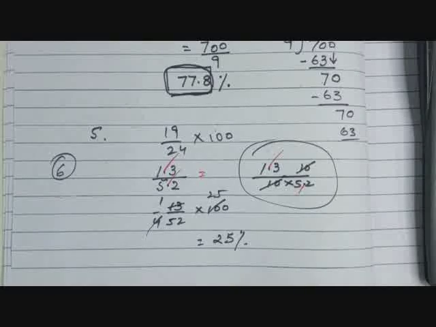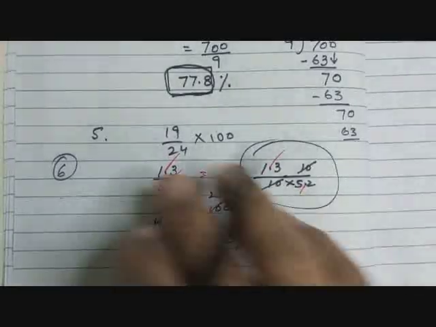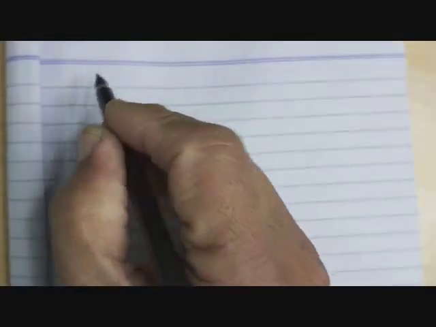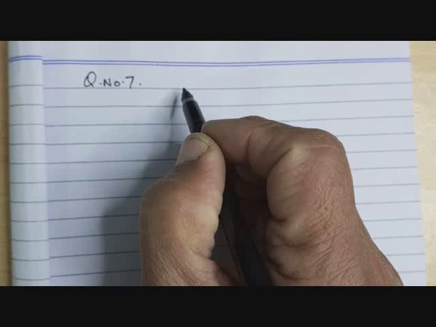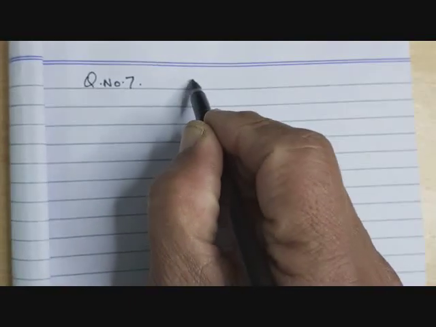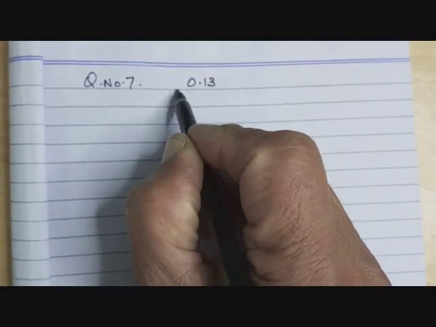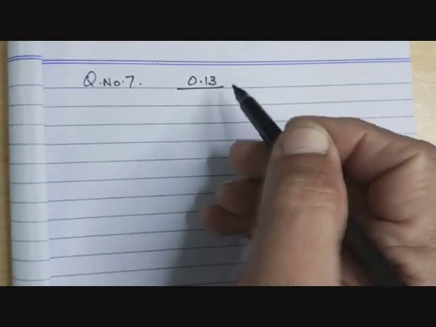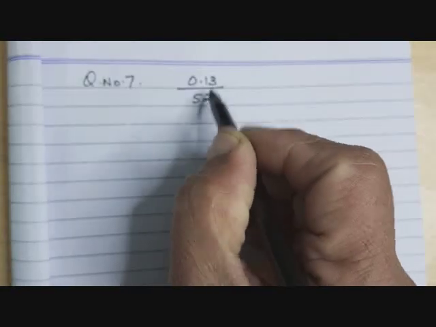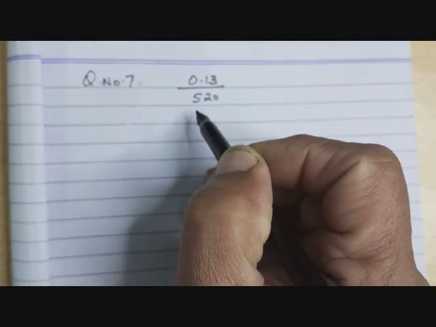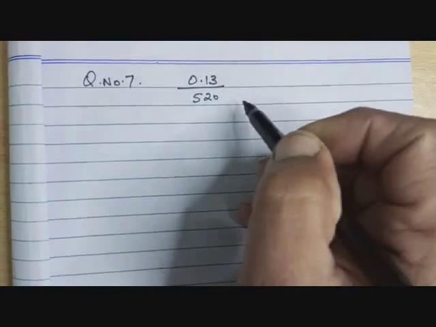Now the last question. This was the sixth question, and I'm going to solve the last question for you, question number 7: express 0.13 as a percentage of 520. It is again very easy. It is just the same question which we did in question number 6, but the shifting of the point will make the difference.